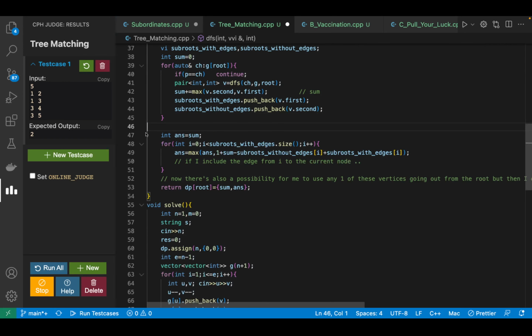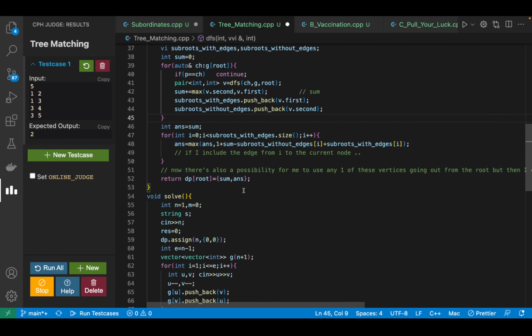This was an extra headache I took. Anyway, cool. So after that, I need an answer now, right? Now what should be my answer? So my sum is obviously defined: if I'm not considering the current edges, then what would be the answer? That is already defined. That is this one. So if I'm not considering any edges, what is the value I'm getting?